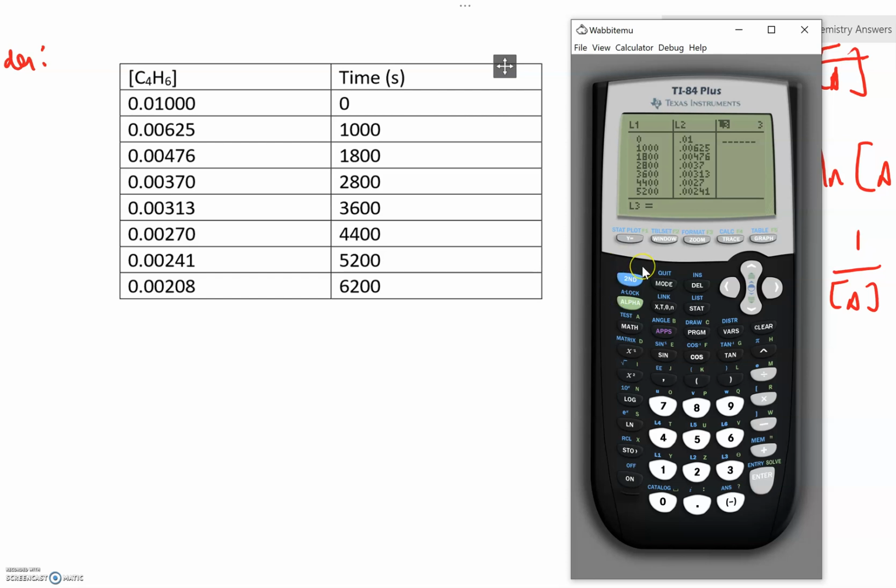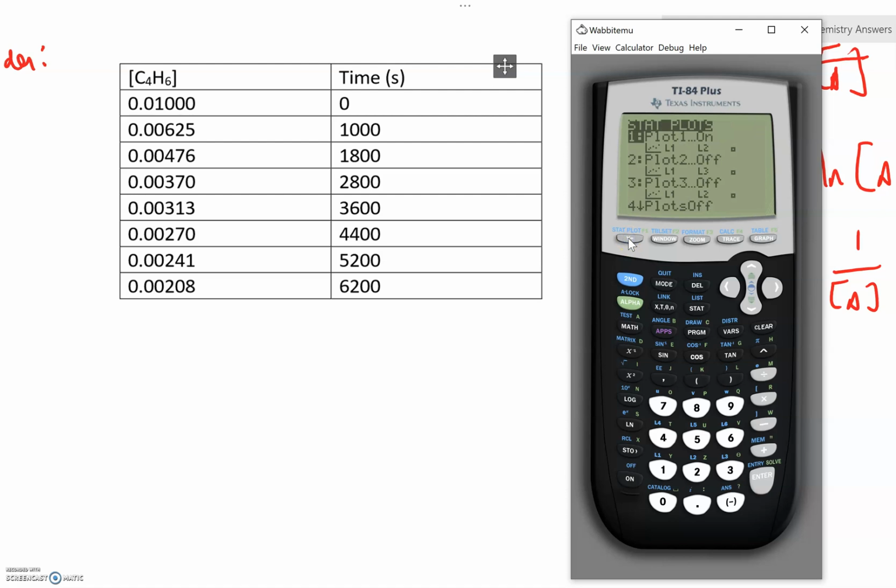So notice how when I highlight L3, the calculator is saying L3 equals what? Well, we want the calculator to take the natural log of everything that's in L2. Remember that L2 is our concentration. So we want the calculator in L3 to take the natural log of everything that's in L2. See that? I just highlighted second, and L2 is the shift function of the 2 button. Boom. This has now taken the natural log of everything that's in L2, and we're going to graph this.